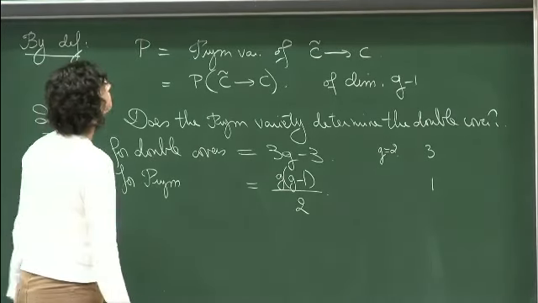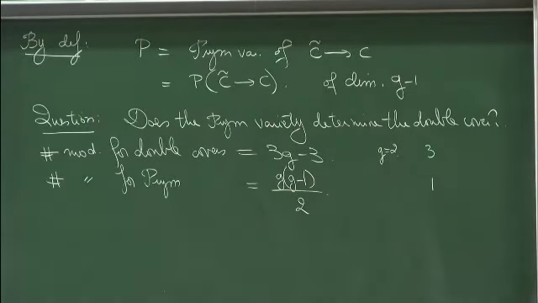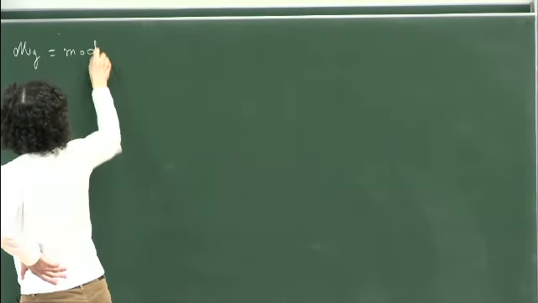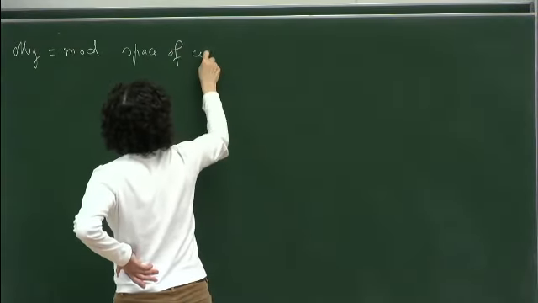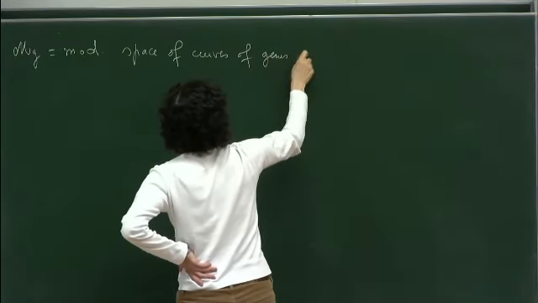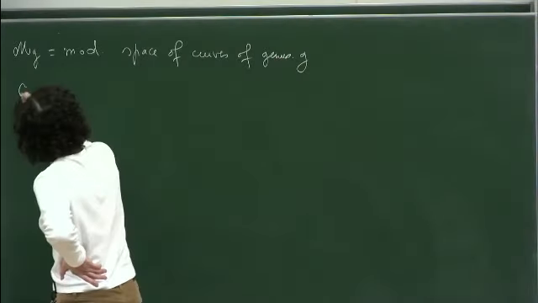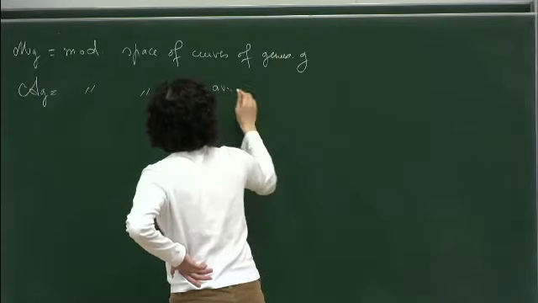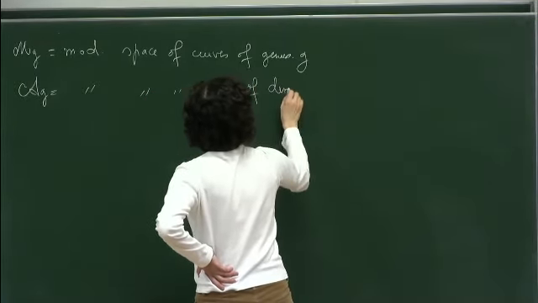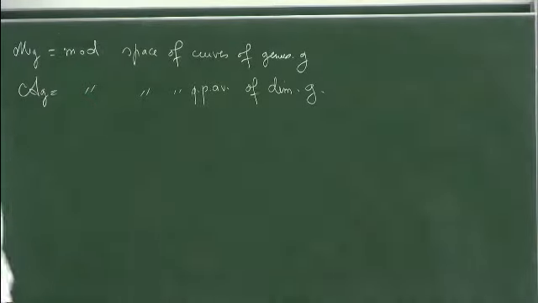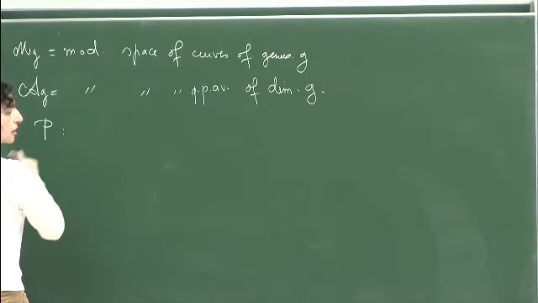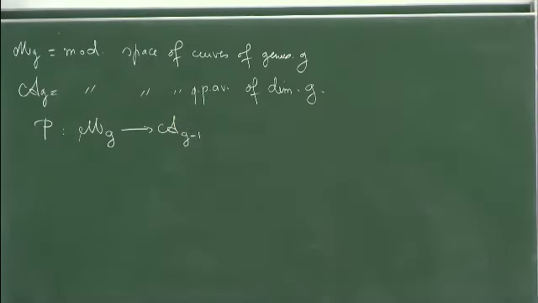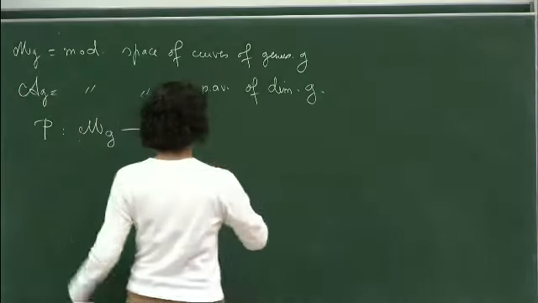So you have a Torelli map. If I call M_g the moduli space of curves of genus g, and if I call A_g the moduli space of principally polarized abelian varieties of dimension g, then the Prym map will give me a morphism from M_g to A_{g-1}, called, I guess, the Prym map.